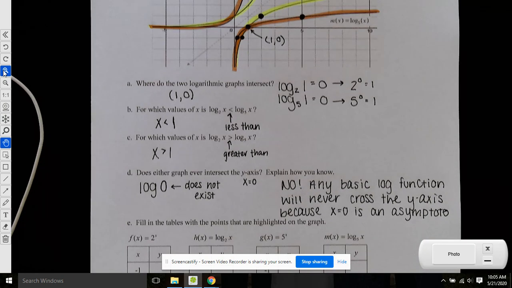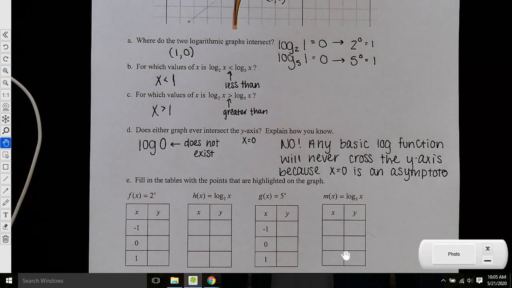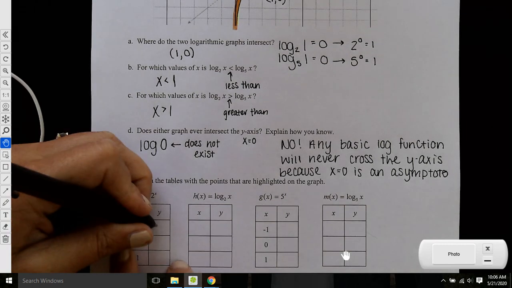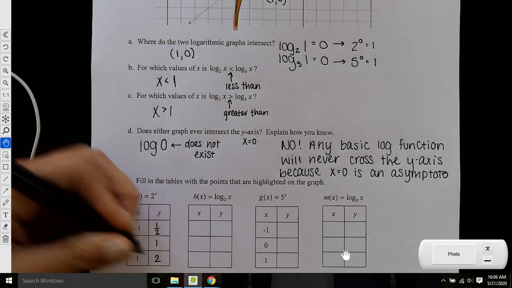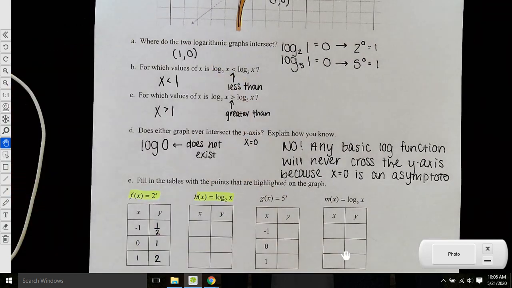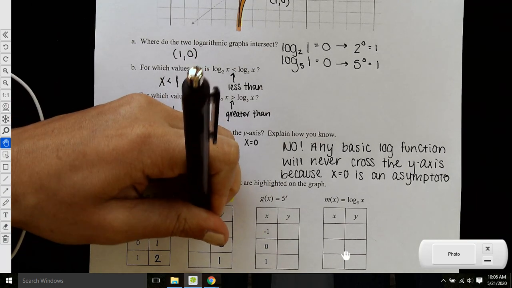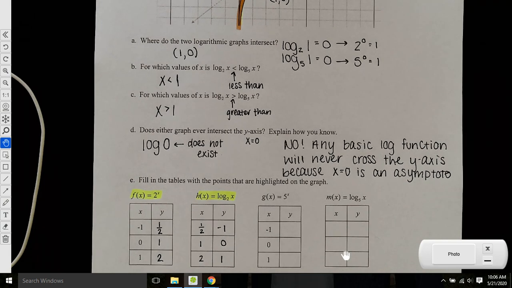All right, so the tables below are going to be really, really important and helpful in actually completing a logarithmic graph in the future. If we have 2 to the x, 2 to the negative 1 is 1 over 2. 2 to the 0 is 1, and 2 to the 1 is 2. Now remember, 2 to the x is an inverse of log base 2 of x. So if I take those values and I swap them, the x's become the y's, and the y's become the x's. And if you look back up to the top of your graph, you can see those points on the log base 2 of x and on the 2 to the x.